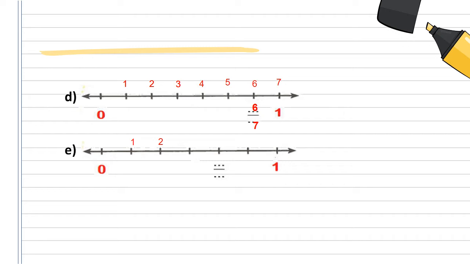The next question. What is the points from 0 to 1? Here is 0, 1, 2, 3, 4, 5, 6. So my denominator will be what? Will be 6 and my numerator will be 4. Okay, Primary 3? Excellent.